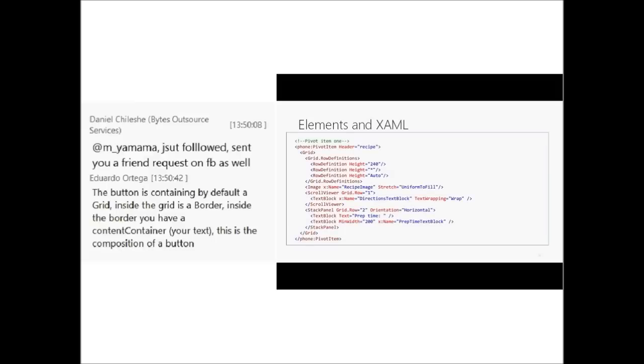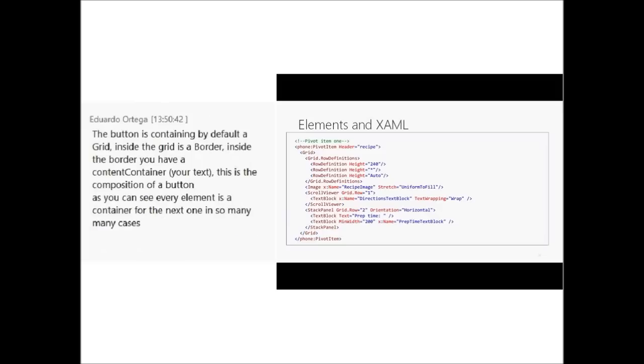So for an element inside the XAML file, you will have a pivot item, which is called the recipe. It will have a grid. This grid will contain a row definition. Row definition means displaying the number of rows we have inside our grid.